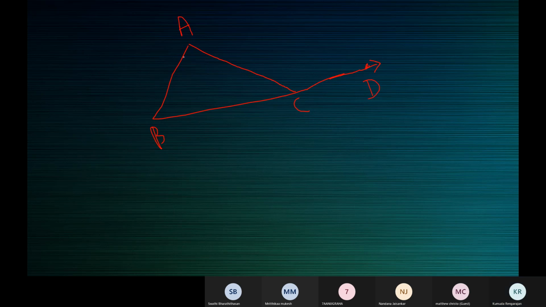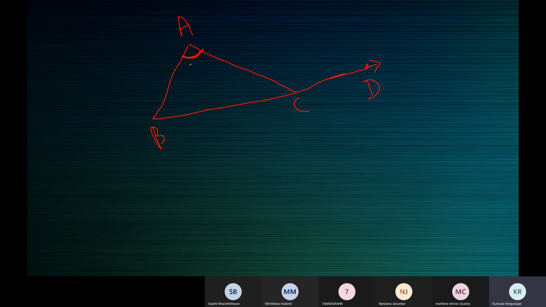Now coming to the exterior angle property in a triangle. The sum of the opposite interior angles is equal to the exterior angle, ma'am. Come again? The exterior angle is equal to the sum of the opposite interior angles. You have understood it probably, but we'll see how to say that.